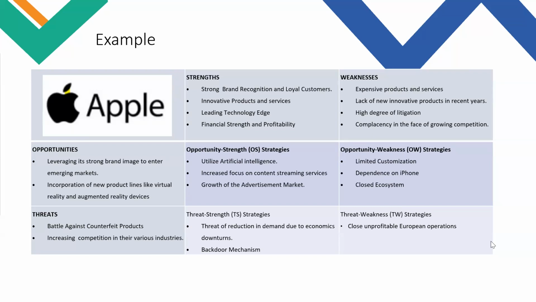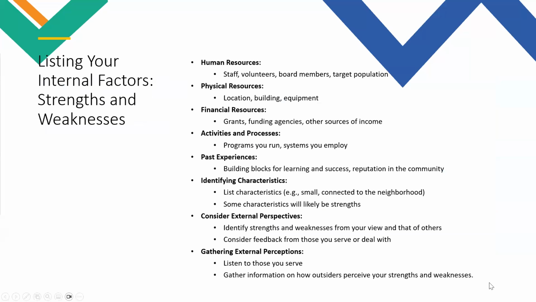Now, at this point, we look at listing our internal factors, strengths and weaknesses. Now, how do we generally do that? If you're having difficulty naming them, then start by simply listing the characteristics. We're a small business. We're connected to the neighborhood. Some of those would probably be strengths.